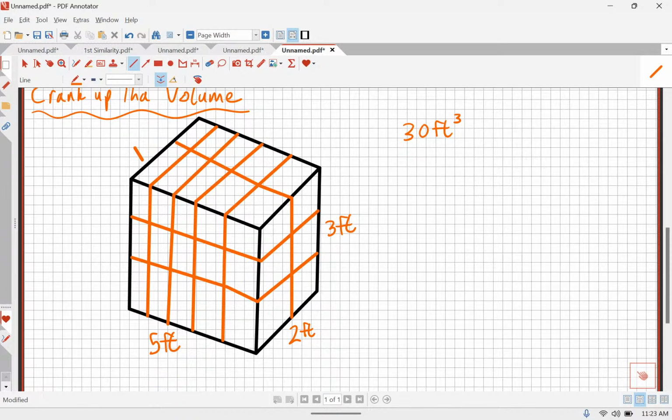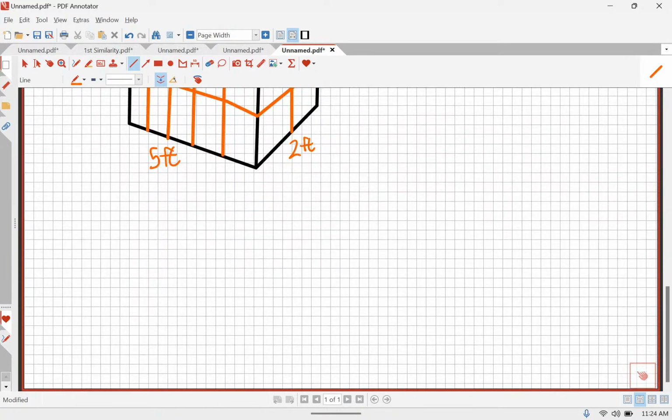So if there are 6 cubes on this front row, there would be 6, 12, 18, 24, 30 cubes in the whole thing. What you've done is you've told me how many squares there are on the base, and then you told me how many layers it goes back. Okay? Let's do another one just to make sure we're feeling really good about it.